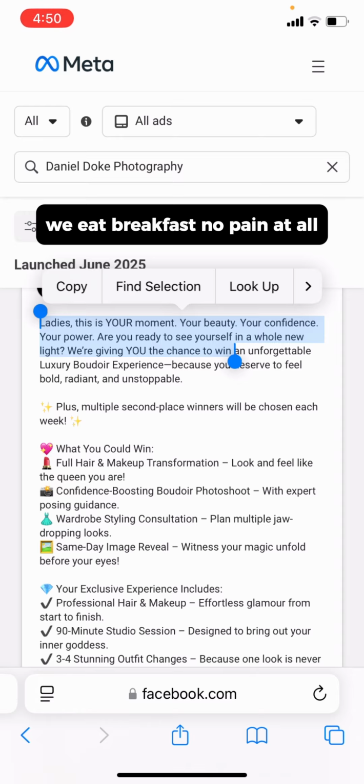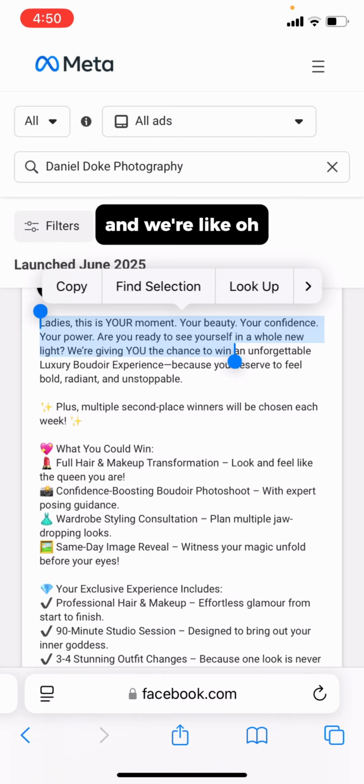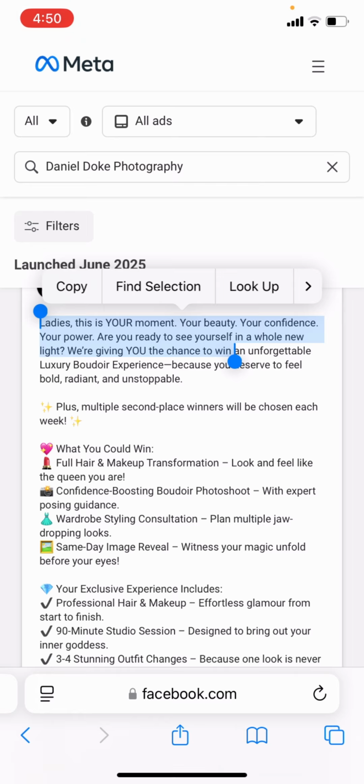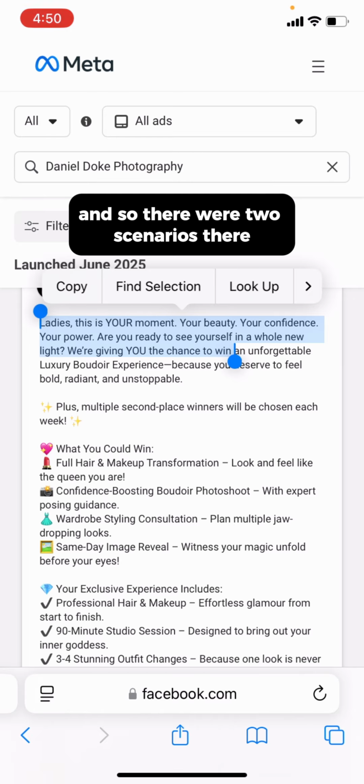We go home, we eat breakfast, no pain at all. And we're like, oh my God, yes. Dude, thank God. Done with that pain, back to normal. Yeah, dude. Living life. And so there were two scenarios there.